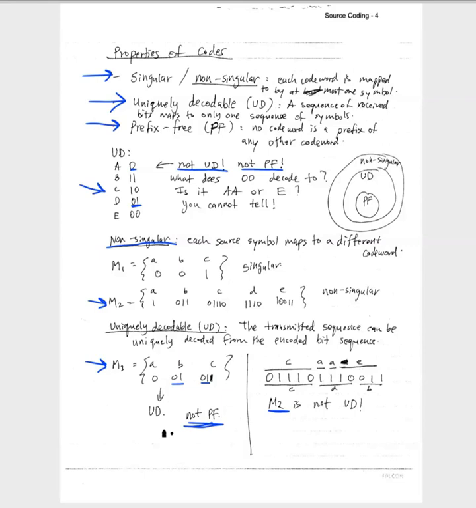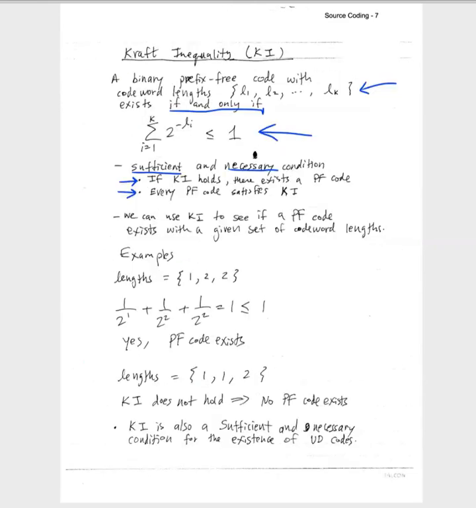And we know one exists because, when we were on this slide, I constructed a prefix-free code with these lengths. This code is prefix-free and it has the same code word lengths. So the Kraft inequality is not violated. So the Kraft inequality is a sufficient and necessary condition for the existence of a prefix-free code. So for example, for 1, 2, 2, yes, it does exist. So what you can say is if the Kraft inequality does not hold, no prefix-free code exists.